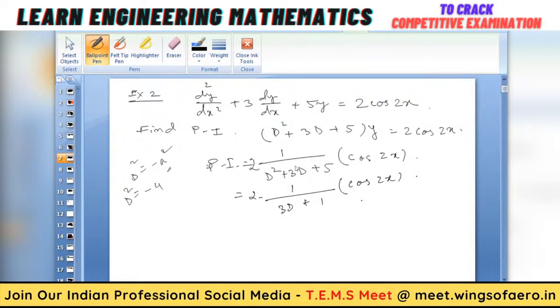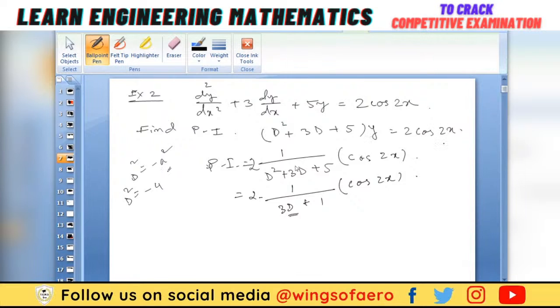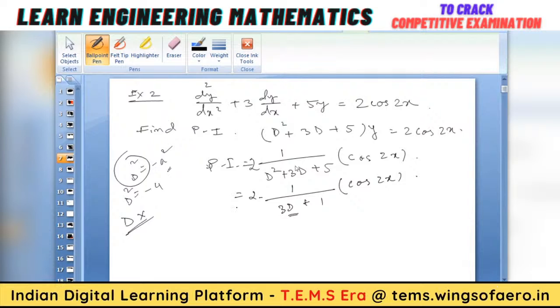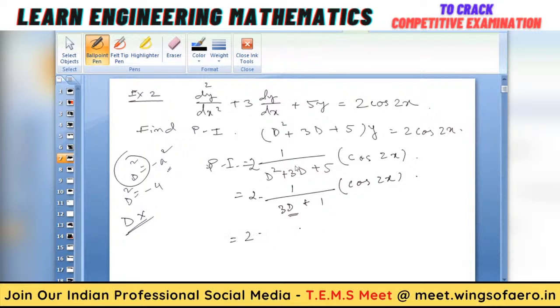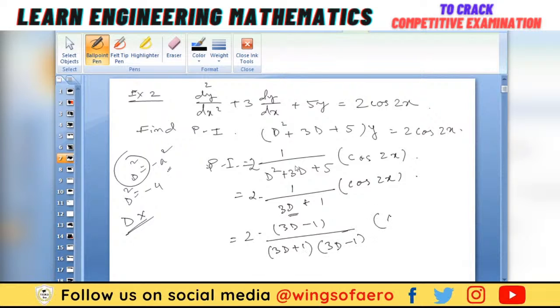Exactly, rationalize. Now we have to convert this one as D square, otherwise we can't put D square equal to minus a square. In case of sin x or cos x, only D square is applicable, but D cannot be applicable. We can't put anything instead of D. We only put it in case of D square. So obviously we have to rationalize this. So this is 3D plus 1. Okay, let's rationalize it. 3D minus 1 divided by 3D plus 1, 3D minus 1 cos 2x.